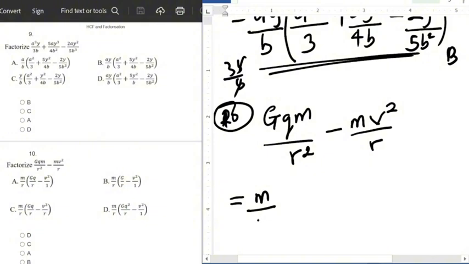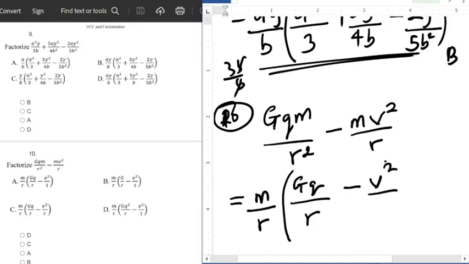What's common to the denominator is R. So you open a bracket. So when you divide GQM by M, you're going to have GQ left all over. R squared divided by R, we have R left. Minus MV squared divided by M, we're going to have V squared left. Then R divided by R is going to be 1. So I hope this is very clear. GQ over R minus V squared over 1. That is option A.